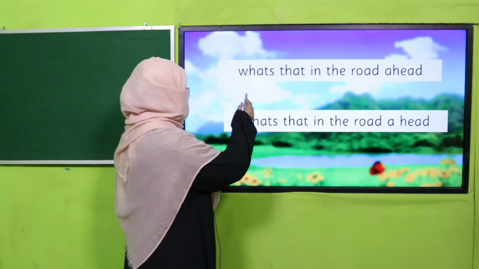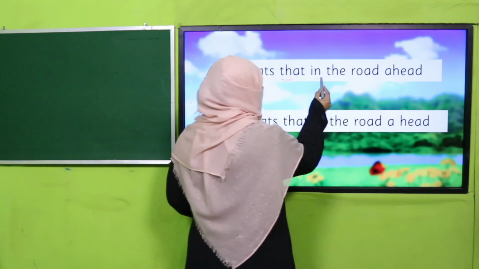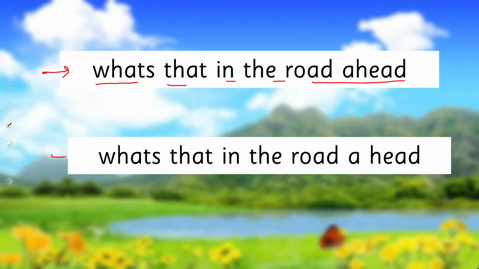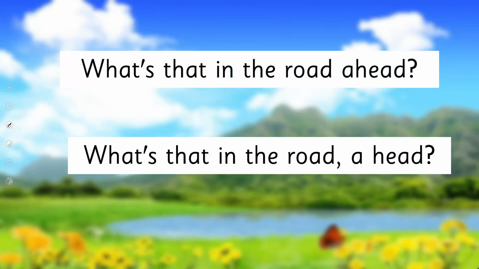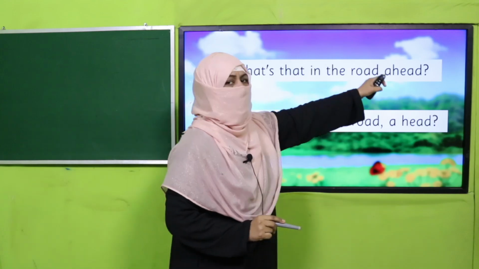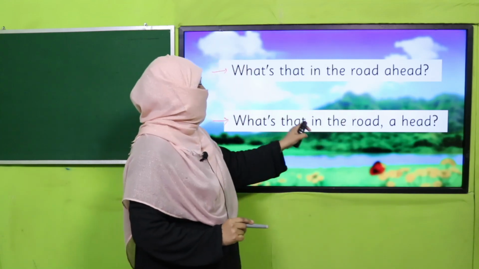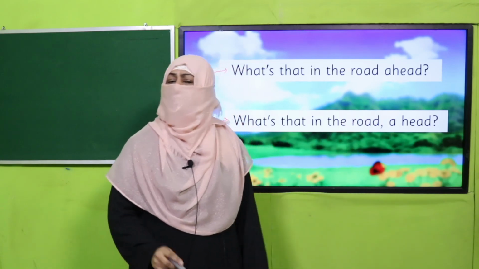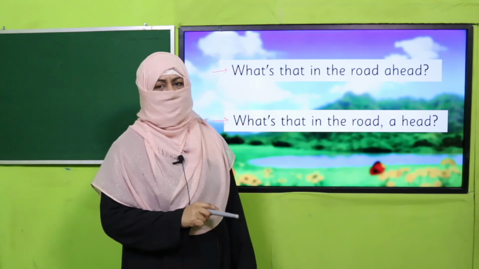So here, what's that in the road ahead? It is the first example. Twice the teacher will write it. Child 1 will come, maybe he will do it in this way, and child 2 will come, and these two sentences are different. What's that in the road ahead? What's that in the road ahead? You see, both sentences are different. Now pause the video and enjoy this activity.